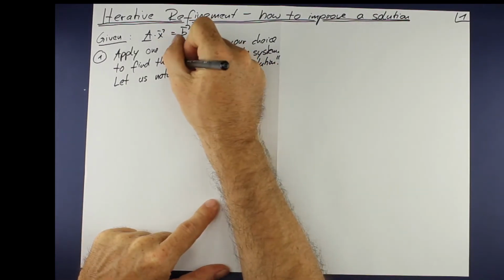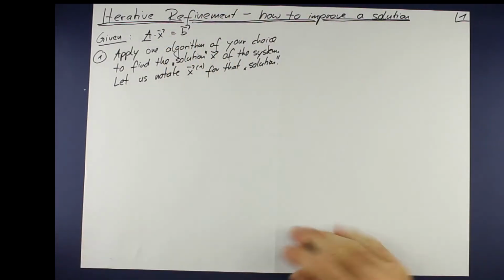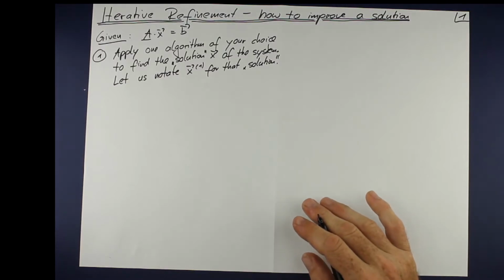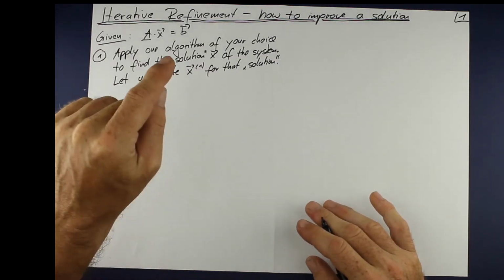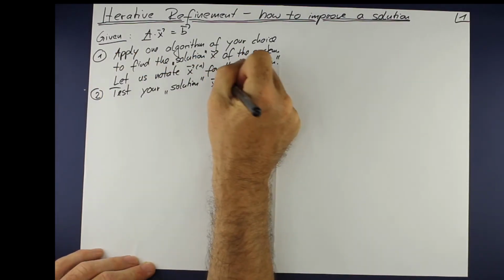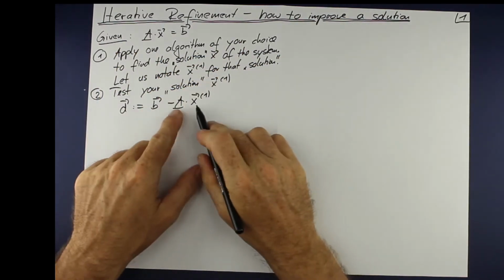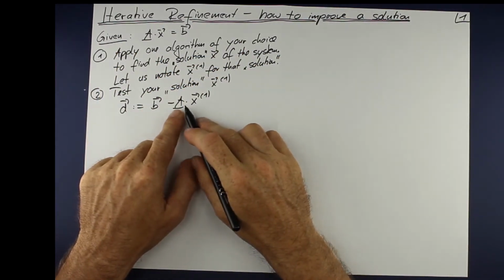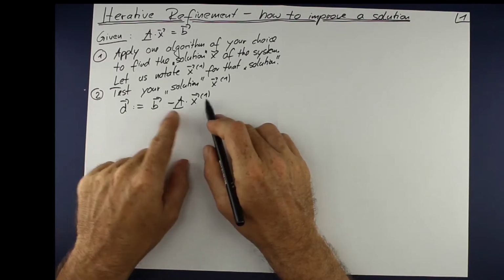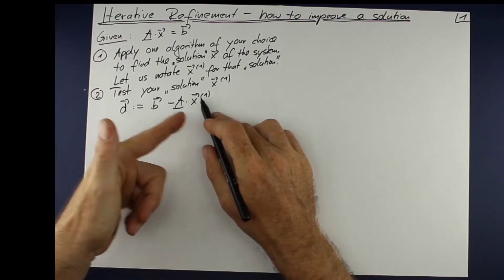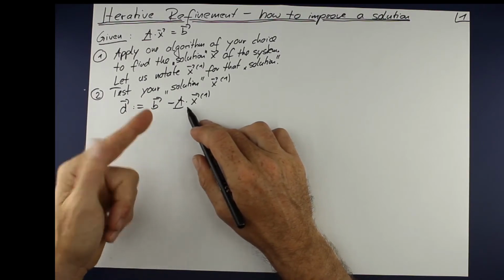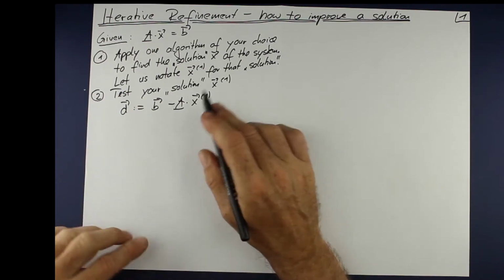But in reality, this will not be the solution. It will be some approximation to the solution. And now we want to improve this solution. How can we do that? We can multiply our solution with A, and then we can take the difference to B. If this solution is completely correct, this would be the zero vector. But in reality, it will not be the zero vector.